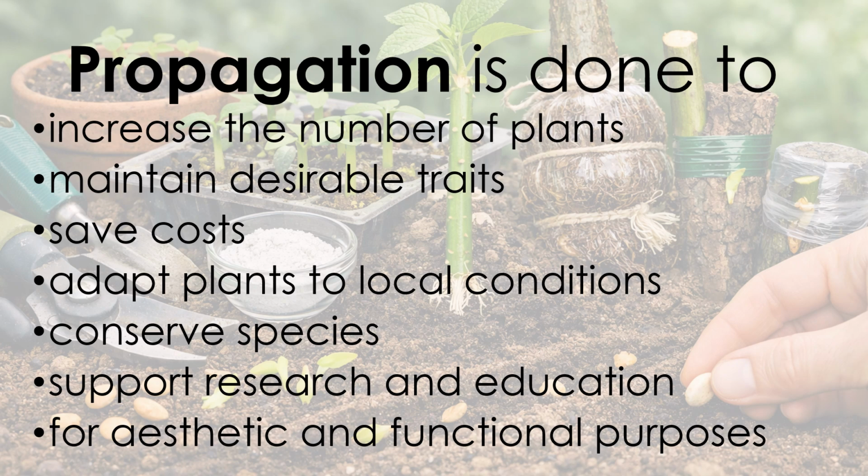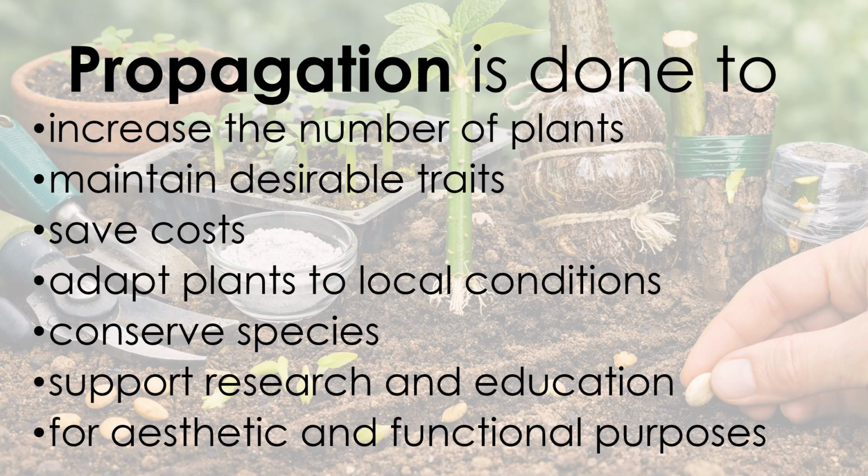Second, it maintains desirable traits. Through methods like grafting or cuttings, we can preserve qualities such as sweetness of fruit, disease resistance, or flower color. Third, save costs. Producing planting materials instead of buying them reduces expenses and makes farming more sustainable. Next, adapt plants to local conditions. Propagation helps select varieties that thrive in specific climates and soils, improving survival and yield.